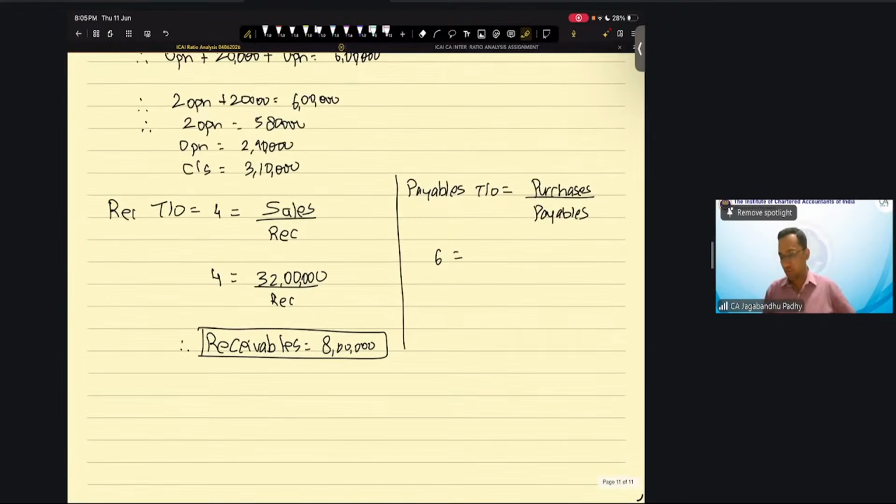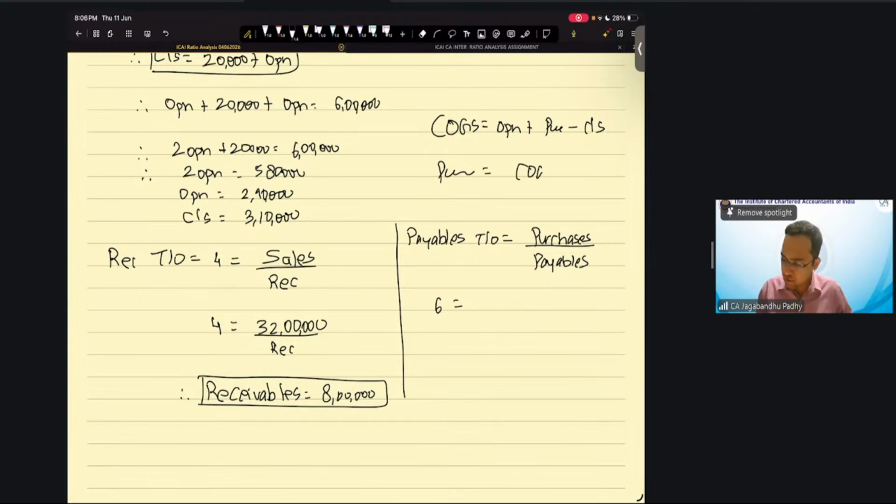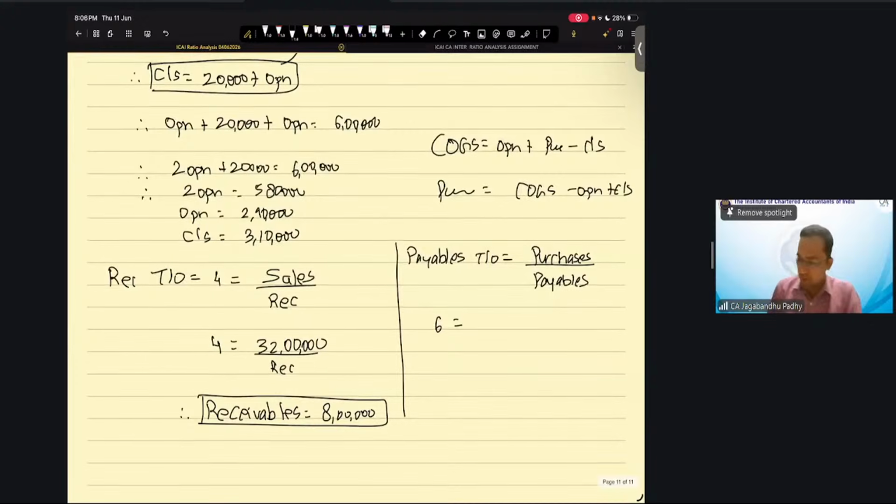Now, with regards to purchases, we'll have to calculate the purchases value. So purchases, we know COGS is opening plus purchases less closing. So I can get the purchases figure as COGS minus opening plus closing.